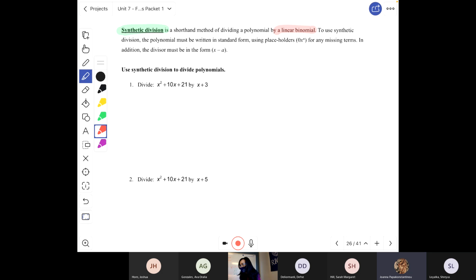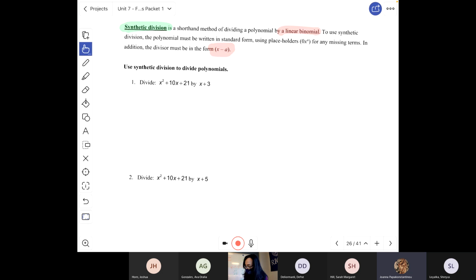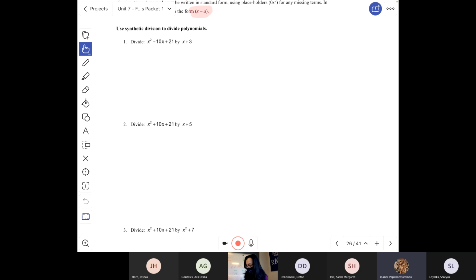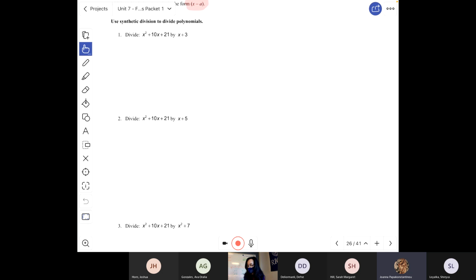So if your divisor is not a linear binomial, you can't use synthetic division. The first thing you want to do is write your dividend in standard form, exponentially descending order, putting placeholders, powers of x that are missing with a 0 coefficient. You have to do it with synthetic division. And again, you can only divide by a linear binomial, x plus or minus a, because a could be plus or minus. So let's first look at these examples and say, couldn't we even use synthetic division in these cases? Well, in the first instance, what am I dividing by?